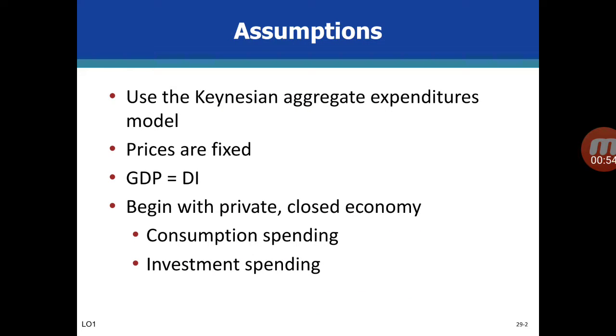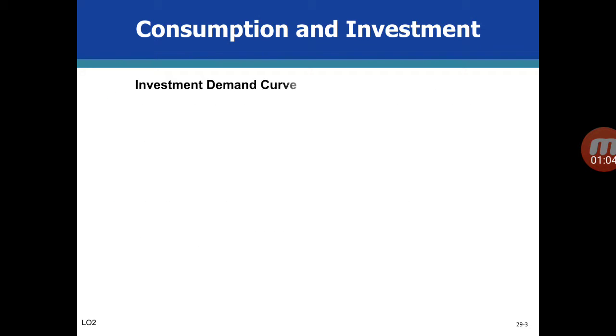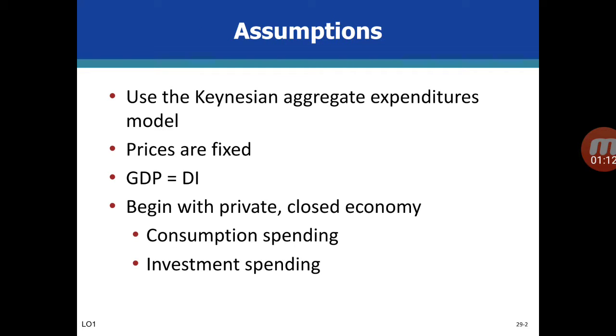We assume the Keynesian model, developed during the 1930s, which helps explain how modern economies adjust to economic shocks. We are also assuming the closed economy with no government or foreign trade, so that's why the GDP is equal to the national income or the personal income or disposable income. All of these are the same. So we begin with the private closed economy, consumption spending and investment spending.